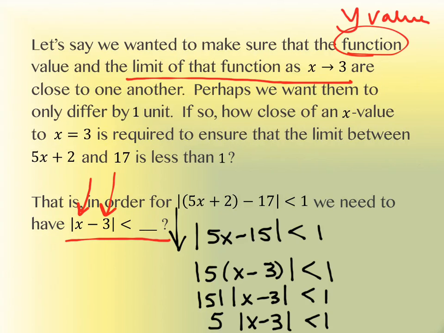And then remember our goal here, where we want to get to is the absolute value of x minus 3. And it's there now, right? We have it. What do we have to do to get alone? Divide by 5. So this absolute value of x minus 3 now is going to be less than the number 1/5.